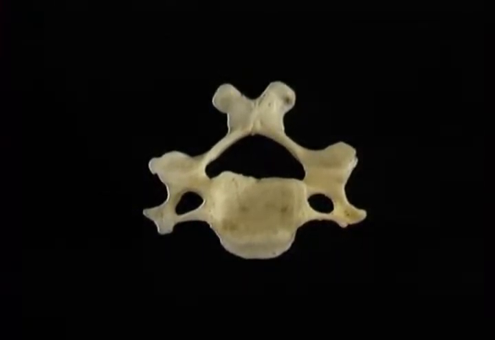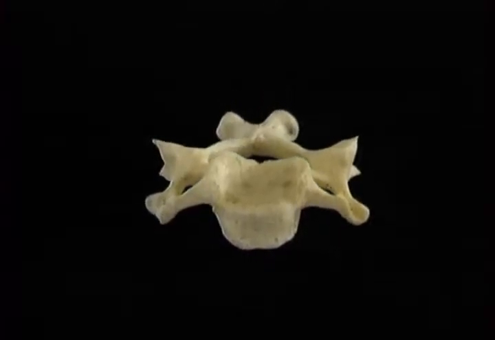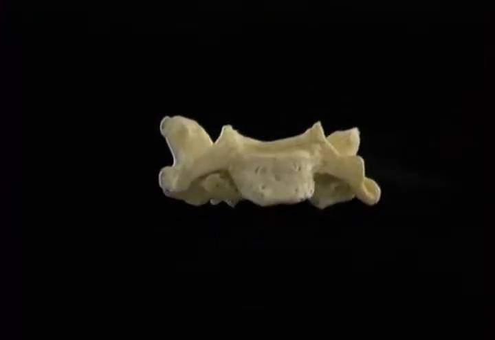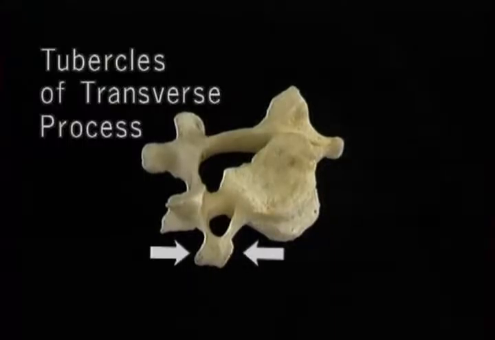The transverse process of a cervical vertebra has a hole in it, the transverse foramen, through which the vertebral artery passes. The transverse process is shaped like a gutter pointing downwards. It ends in two tubercles, an anterior and a posterior, where the scalene muscles attach.